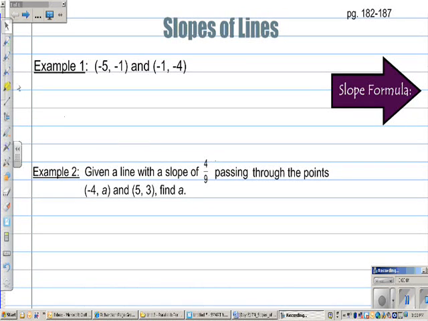about the slope of lines. So the first one is just a basic slope problem. If you have the points (-5, -1) and (-1, -4), how do you find the slope of that line?